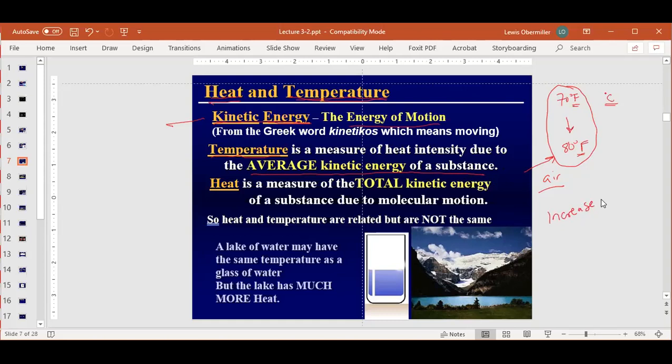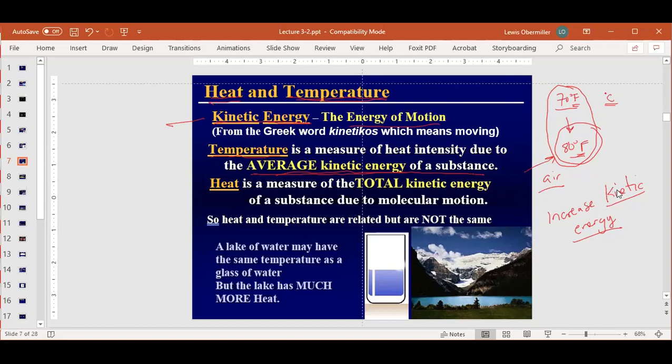So I know that this is going to be weird for you, because you're used to talking about increasing temperature, but you have to increase the kinetic energy before you can even do anything with temperature, because they're directly related to each other. And so what causes this to go from 70 to 80 is that the kinetic energy in the air is energized by the energy from the sun, and that causes the molecules to move faster. Kind of like a hot air balloon.